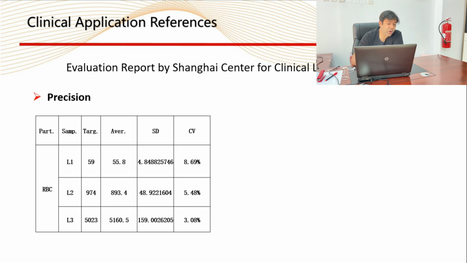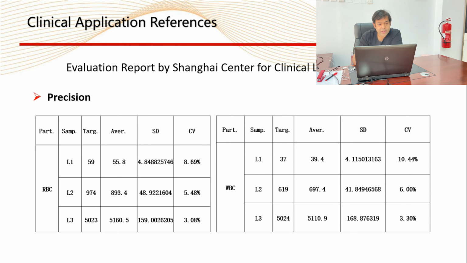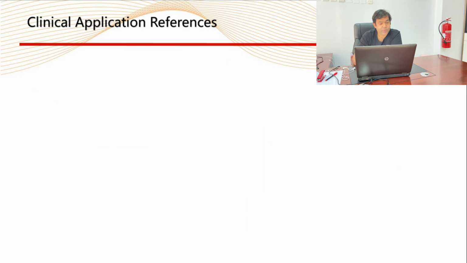And this is the precision report. Like for the RBC level 1, the target value was 59, and they got 8.69% CV. And level 2, which is a little bit higher, they repeated this test many times and they got 5.48% of CV. And level 3, which was more higher, and the average was 5160, so the CV was 3.08%. And for the WBC, level 1, level 2, level 3, 10.44%, 6%, and 3.3% respectively.